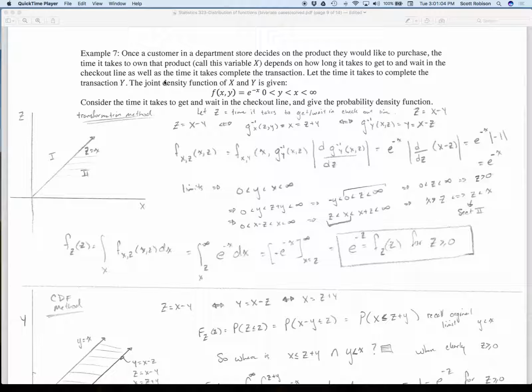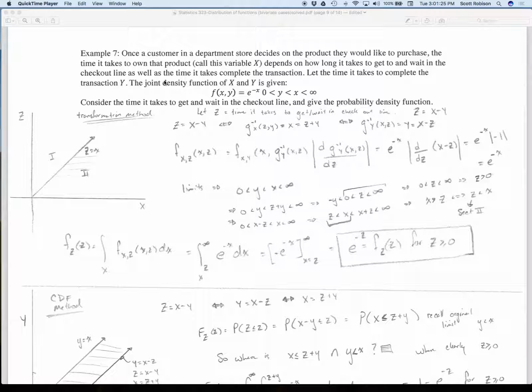Okay, so let's see a little bit more of a practical example here, more of a story, and then I'll do this both the transformation method and the CDF method. Let's imagine a situation where you're going to get some product. So this is a waiting time. How long is it going to take? The total amount of time that it takes to get this product is being called x, variable x.